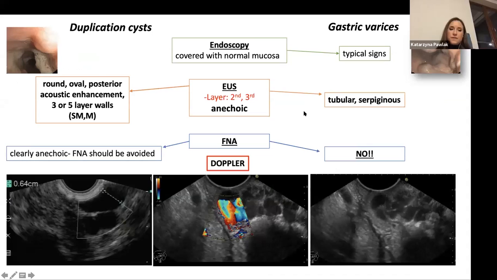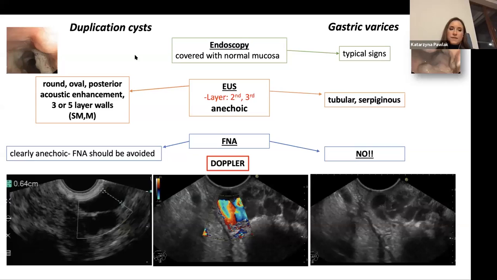So you will see that sometimes it's not so easy to differentiate gastric varices and duplication cysts, especially when we have multiple duplication cysts and not so advanced gastric varices. So in endoscopy examination, it can look similar. However, in most cases, gastric varices are more advanced and have typical signs.